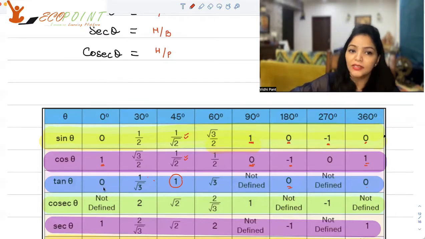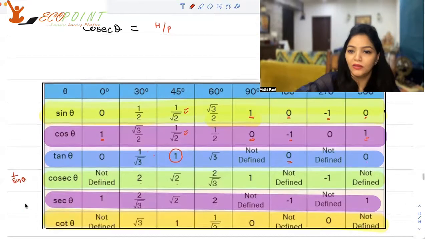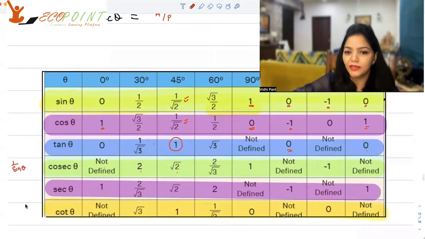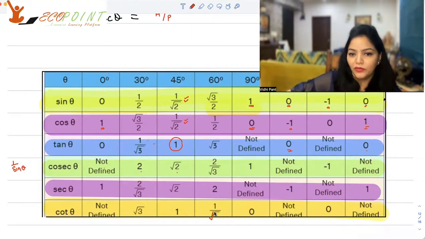Cosec theta, since cosec is 1 upon sine theta, it is not defined at 0. Then you get 2, root 2. As you can see, these are just the reciprocals. So it's nothing but 1 upon sine theta. So just keep this in your head. Please keep this in your head. Okay. Now, this will be 1 upon root 3.